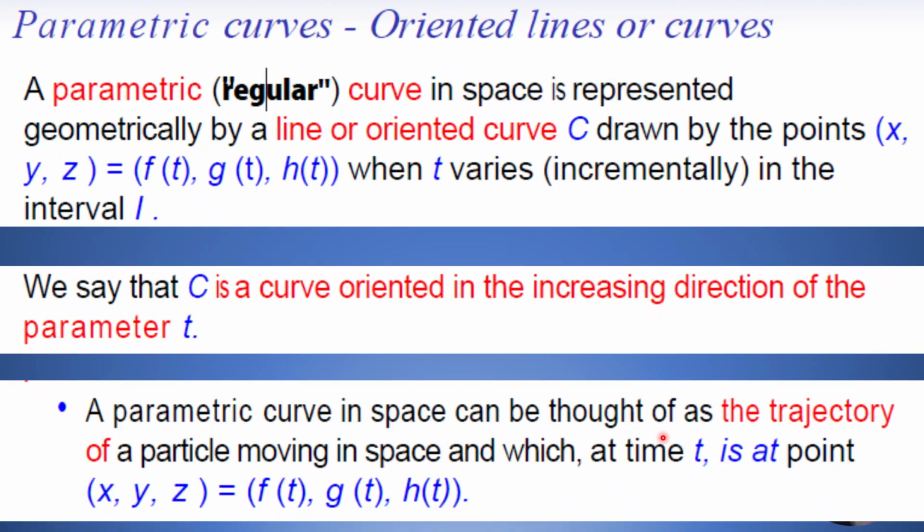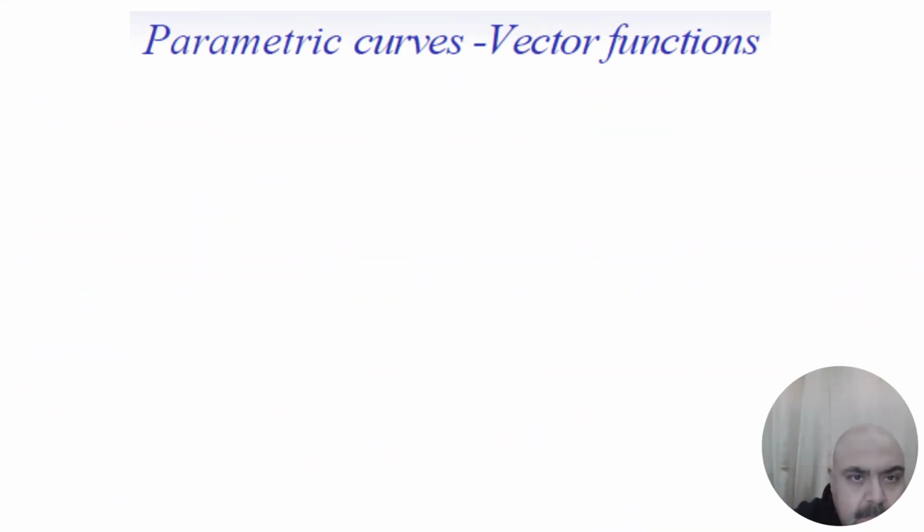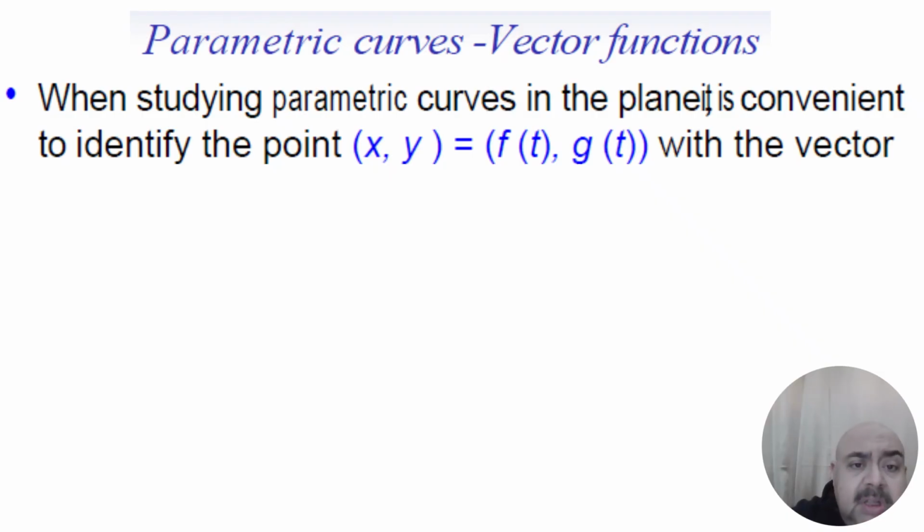A parametric curve in space can be thought of as the trajectory of a particle moving in space, which at time t is at a point. So in order to get the points, you know x as a function of t, y as a function of t, and z as a function of t. These are parametric curves or vector functions.